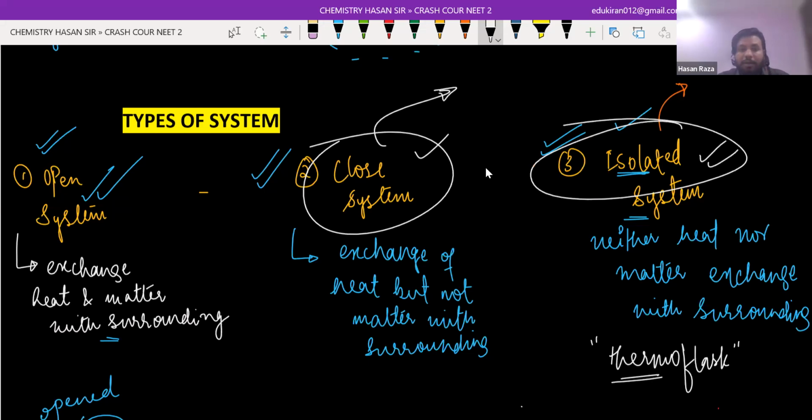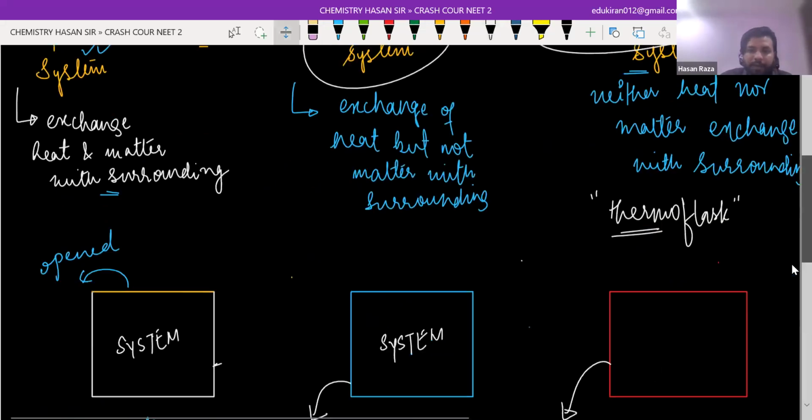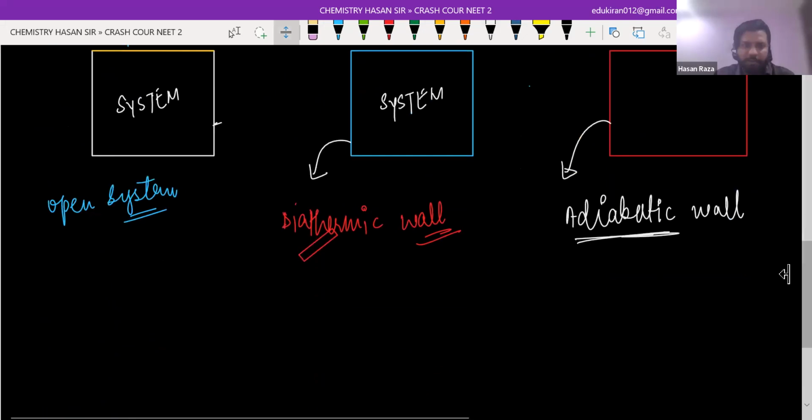Now we are going to talk about the isolated system. An isolated system allows neither heat nor matter to exchange with the surrounding. So basically in an isolated system, the boundary or wall of the system is made up of an adiabatic wall, or adiabatic boundary, that does not allow exchange of heat as well as matter with the surrounding. Is that clear, everyone? So this is what I was explaining.